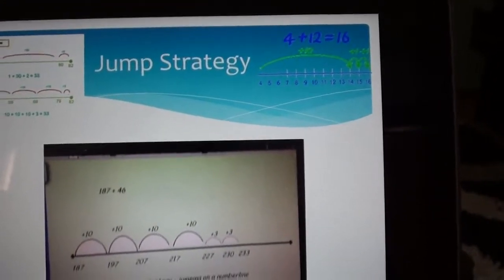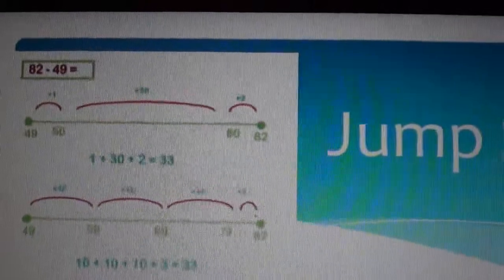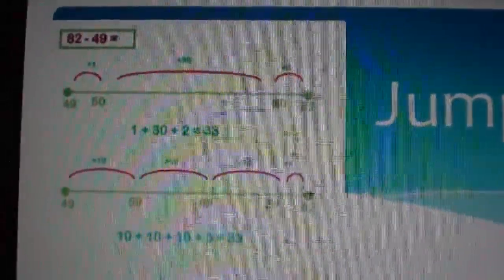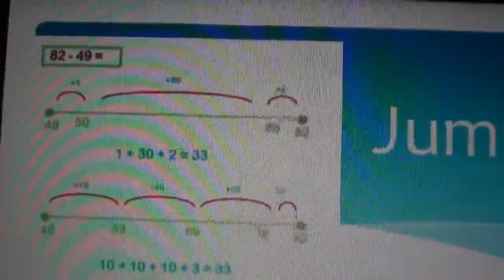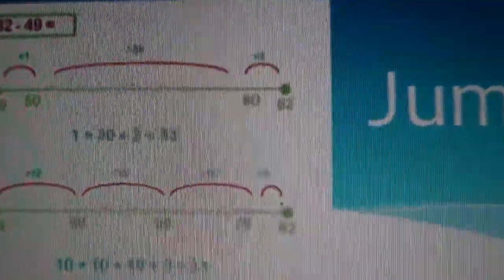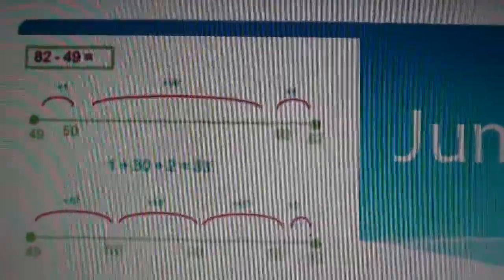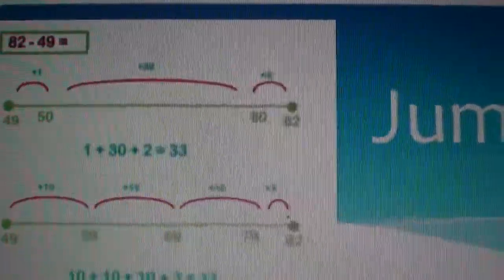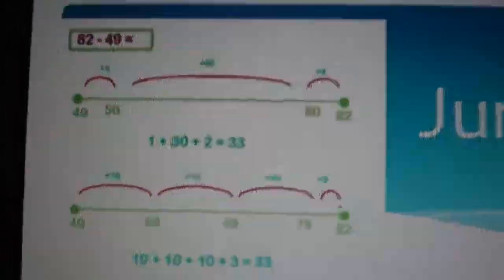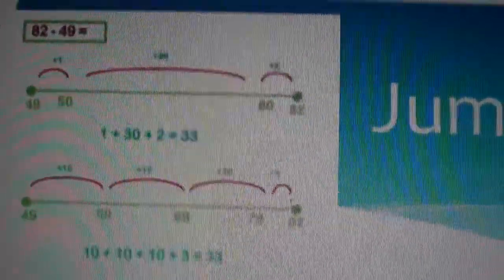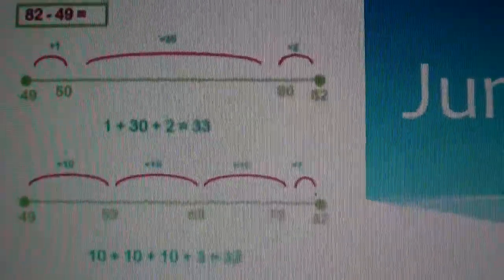Going back to the jump strategy, this is an example of what the jump strategy is when we use a number line to add or subtract. In this first picture, you're looking at the number line that was used to subtract 49 from 82. And then they ended up with the answer 33.